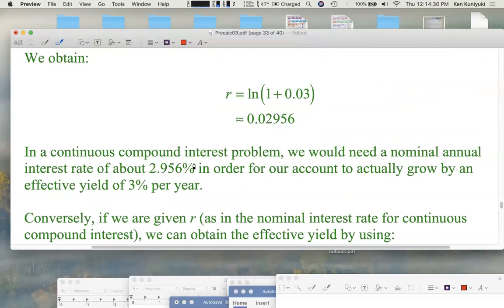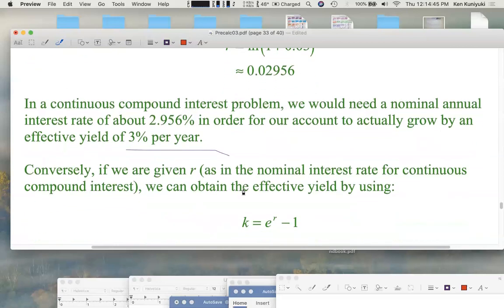Okay, so in a continuous compound interest problem, we would need a nominal annual interest rate of about 2.956% in order for our account to actually grow by an effective yield of 3% per year, January 1st to January 1st. Okay, if you solve for K in terms of R, you get this formula.